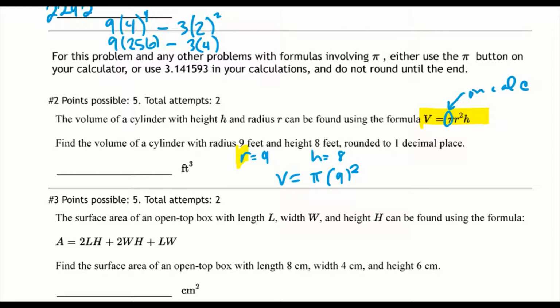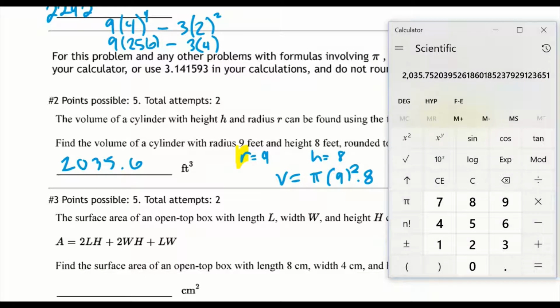So after I plug in the 9 and the 8, I get volume equals pi times 9 squared times 8. And then I round to 1 decimal place.